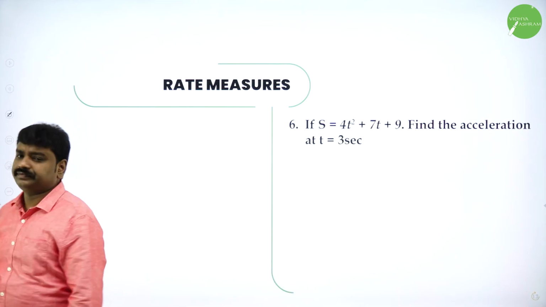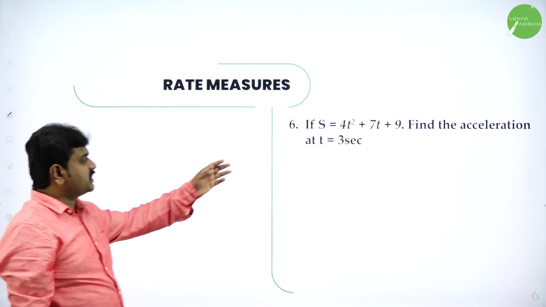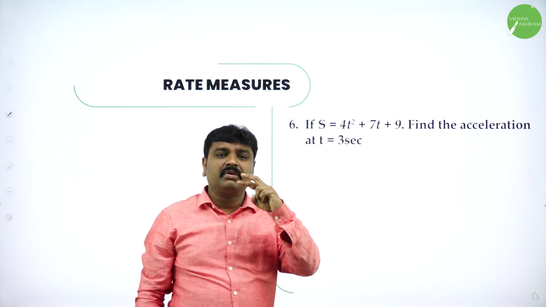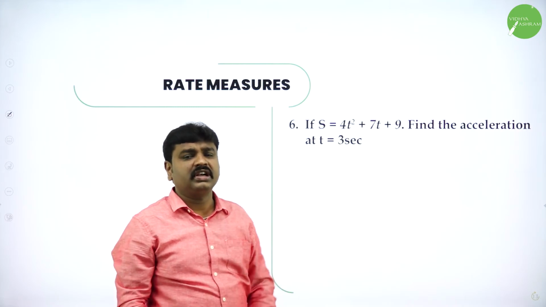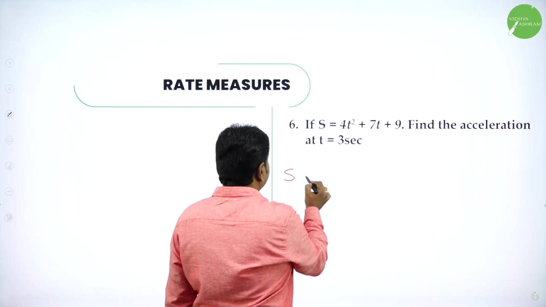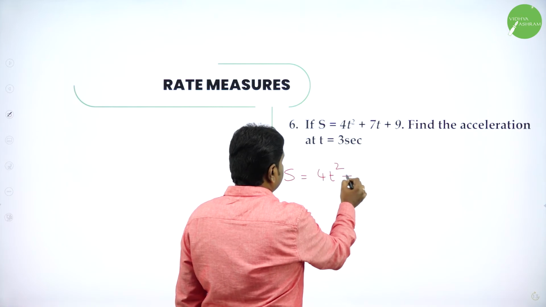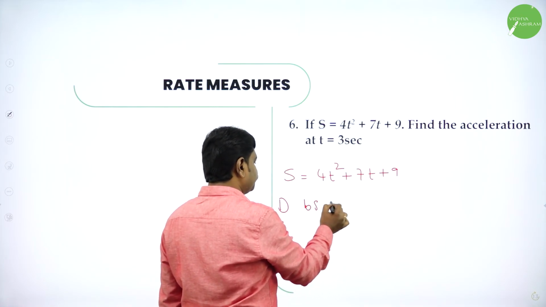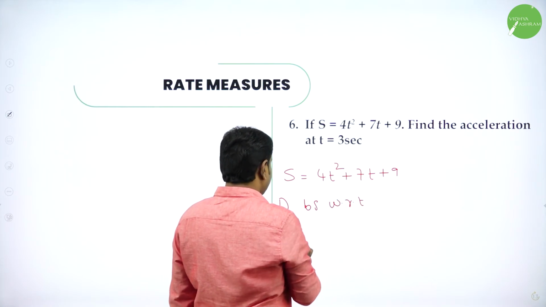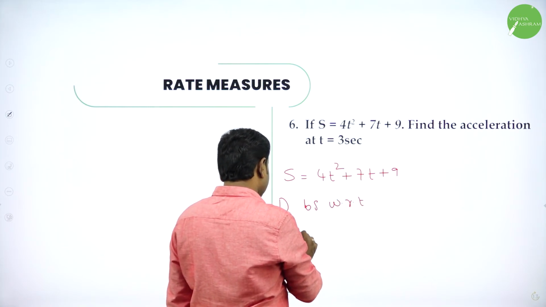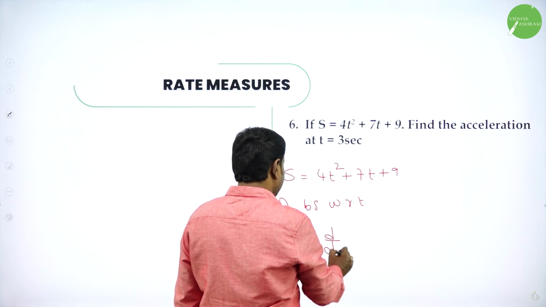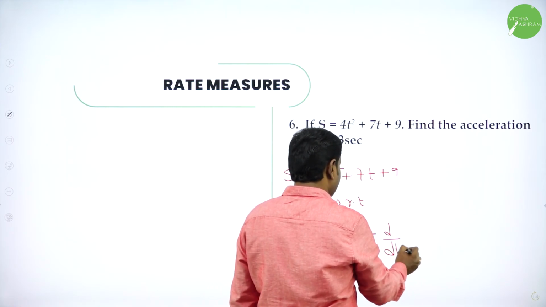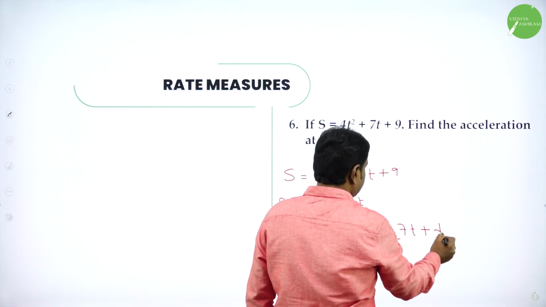Next. Now s is given as 4t square plus 7t plus 9. Find the acceleration. Acceleration means the double derivative of distance, d square s by dt square. So differentiate both sides with respect to t. LHS becomes d by dt of s. RHS becomes d by dt of 4t square plus d by dt of 7t plus d by dt of 9.